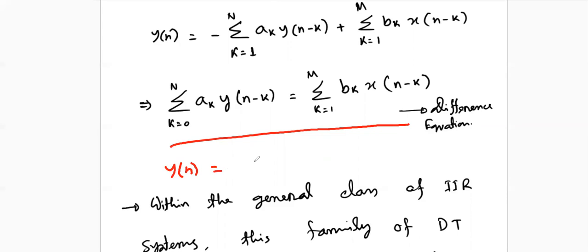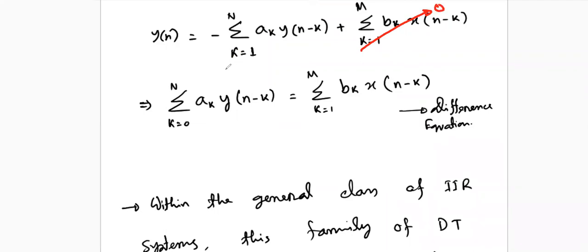yn could be the sum for k equals 1 to M of bk x n minus k. That means you do not have any feedback. Yes, it is one kind of system where this whole term is equal to 0. On the other hand, it might happen that you don't have any input. You only have the feedback. It might also happen. So any sort of system, any extreme situation can be represented by this difference equation.